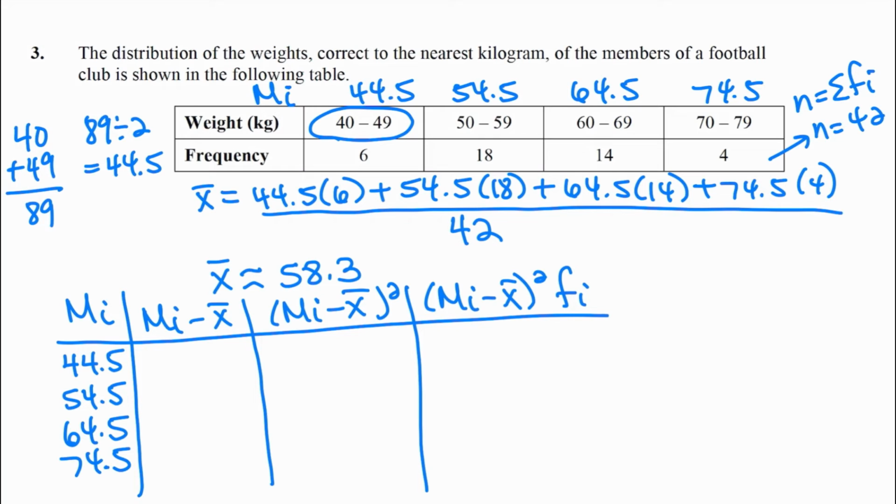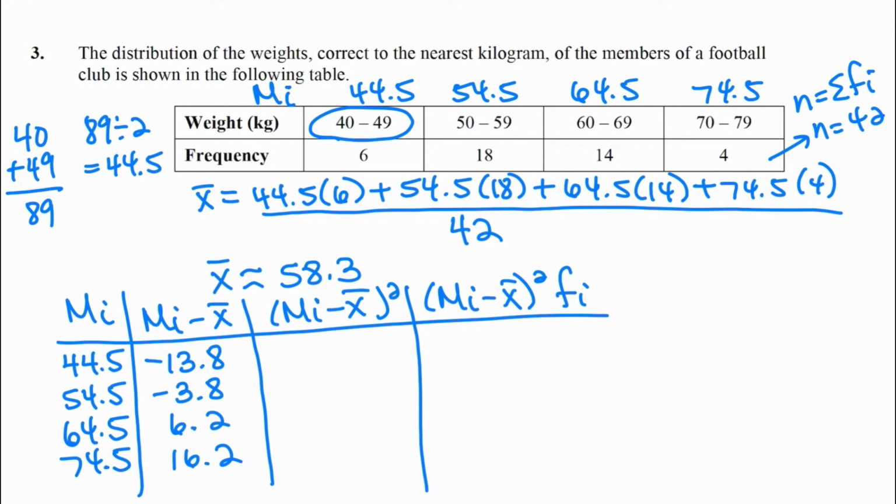Once again, you can do this in your graphing calculator by going to Stat Edit and entering your data in list 1 for the midpoints, and then taking list 2 and telling list 2 to take everything from list 1 and to subtract the 58.3 from it. If you don't know how to do that, I am going to put a link to a video where I go over a tutorial on how to use the graphing calculator so that you can follow along on how to do this with your calculator. So the differences are negative 13.8, negative 3.8, 6.2, 16.2.